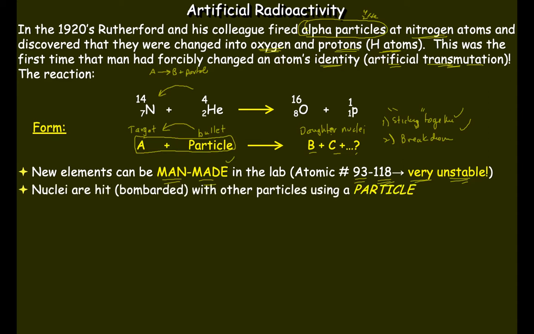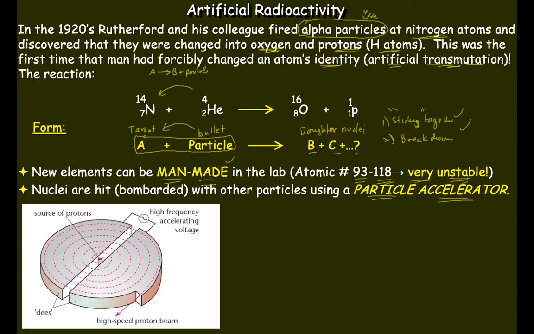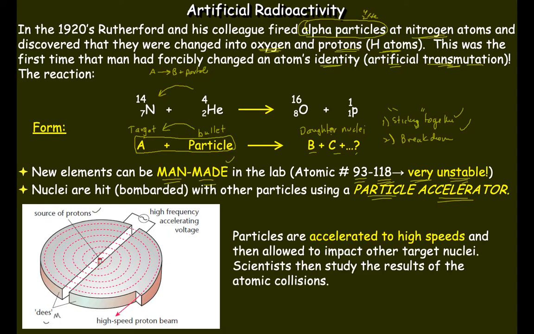Okay, and again, how do we do this? We use a special machine called a particle accelerator. Okay, and again, without going through too much of an explanation, basically what we do is we have this source of protons or a source of something, and when we have these big magnets, these Ds are really magnets. They call them Ds, but they're really magnets. Okay, and what they do is they're flung around at high speeds. Okay, so really this is accelerated.